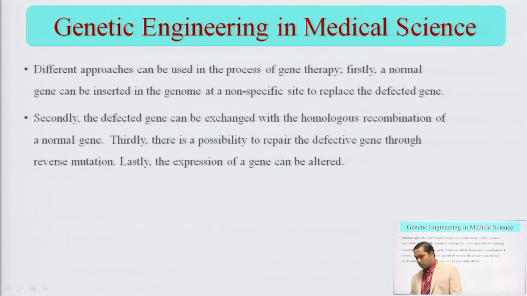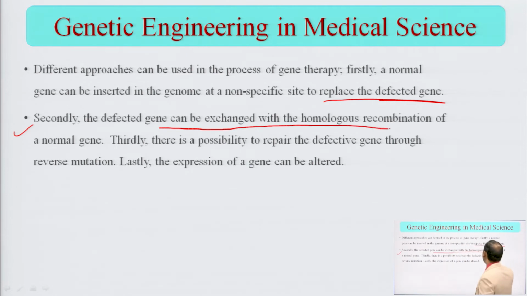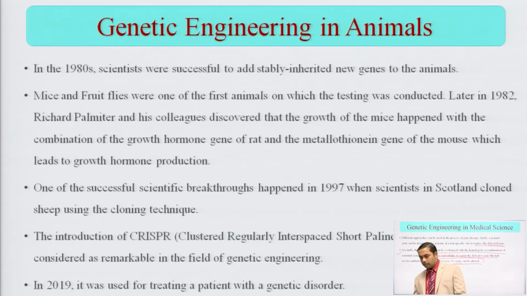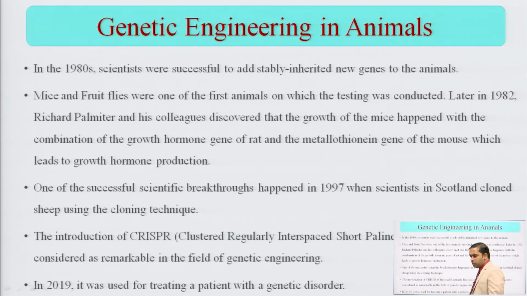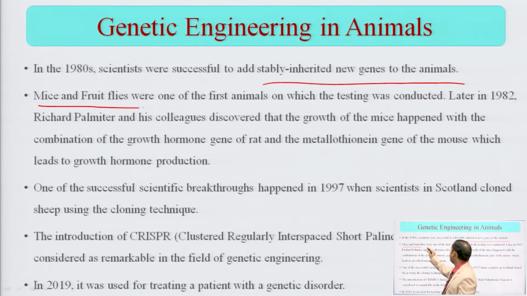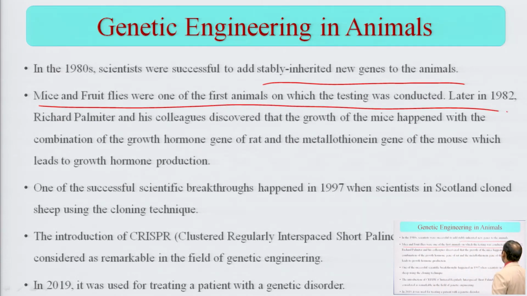Also, different approaches are used in the process of gene therapy. Firstly, a normal gene can be inserted into the genome at a specific site to replace the defective gene. Secondly, the defective gene can be exchanged with the normal gene by homologous recombination. Thirdly, there is the possibility of repairing the defective gene through reverse mutation, and lastly, the expression of the gene can be altered. So, all these things are possible right now. It is also widely used in animals. In 1980, scientists succeeded in adding stably inherited new genes to animals. Mice and fruit flies were among the first animals in which testing was conducted.